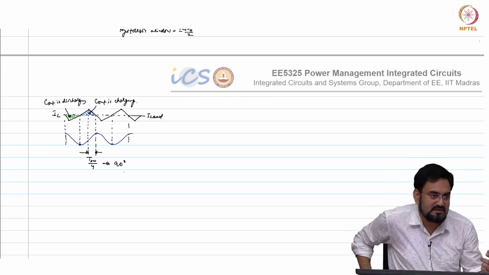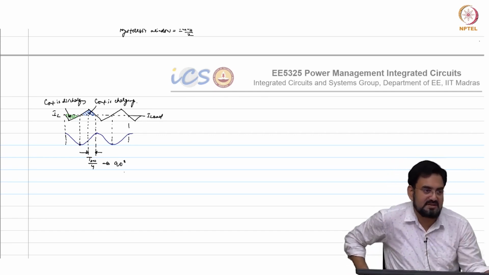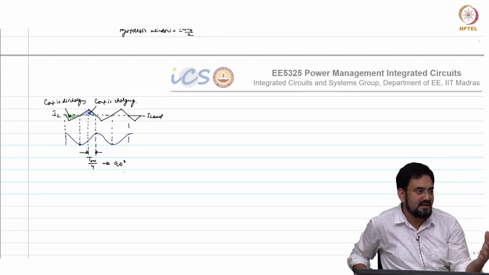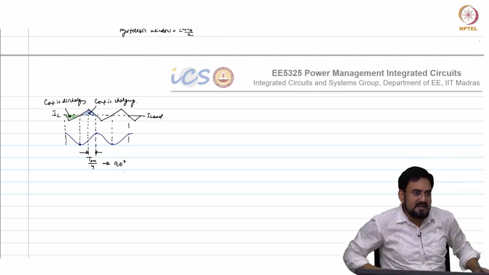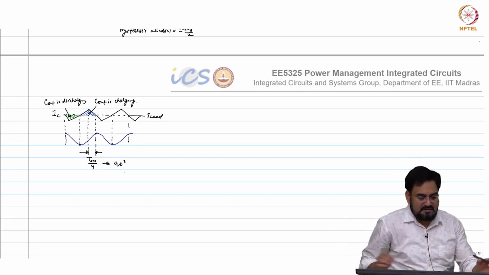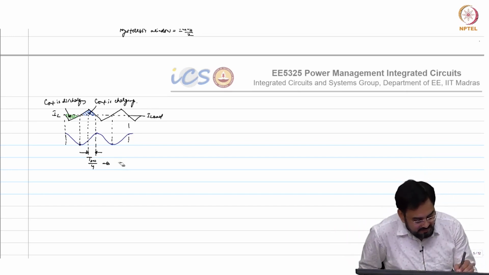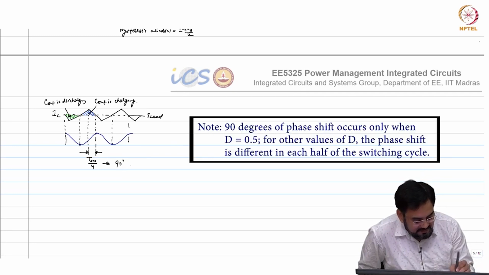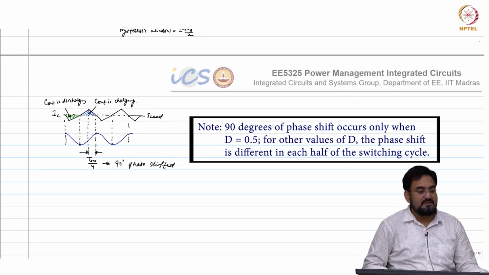You have a capacitor. So the current, when it's dumped into the capacitor, what would happen? You are integrating it, so it will create a minus 90 degree phase shift, okay. So it is 90 degree phase shifted.